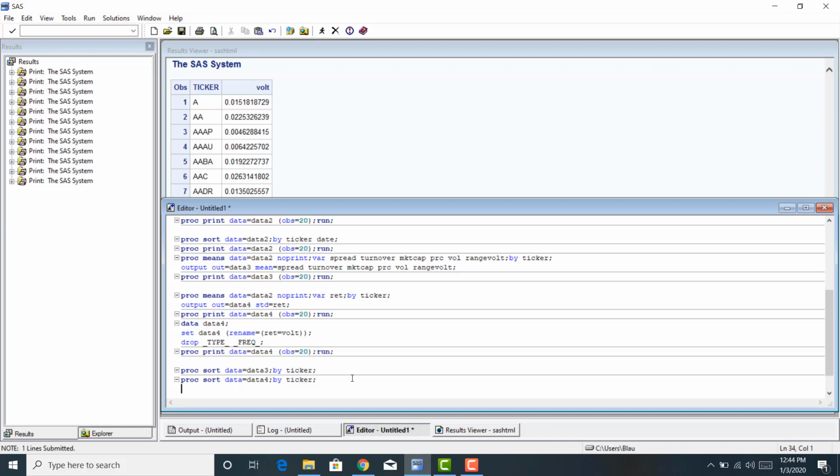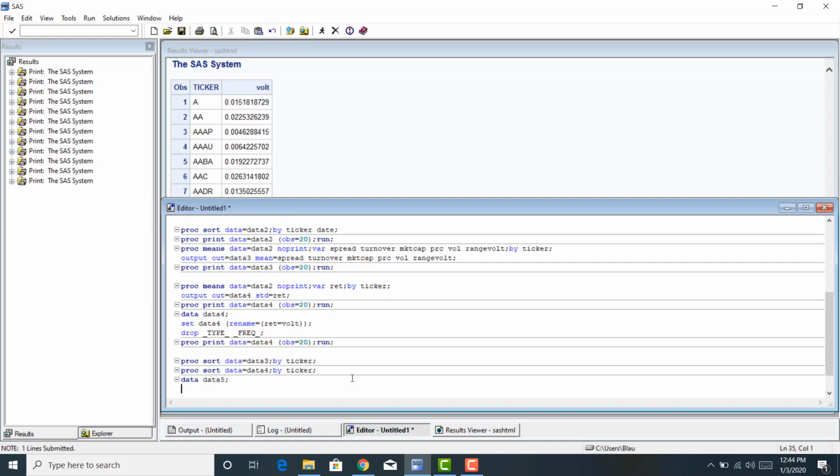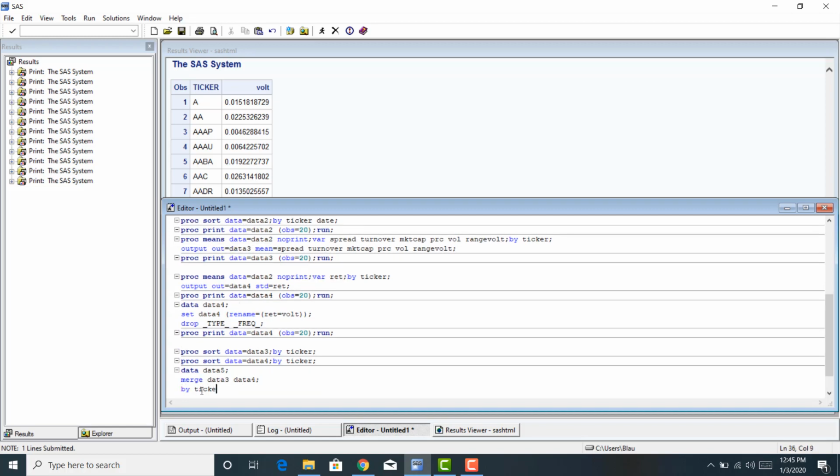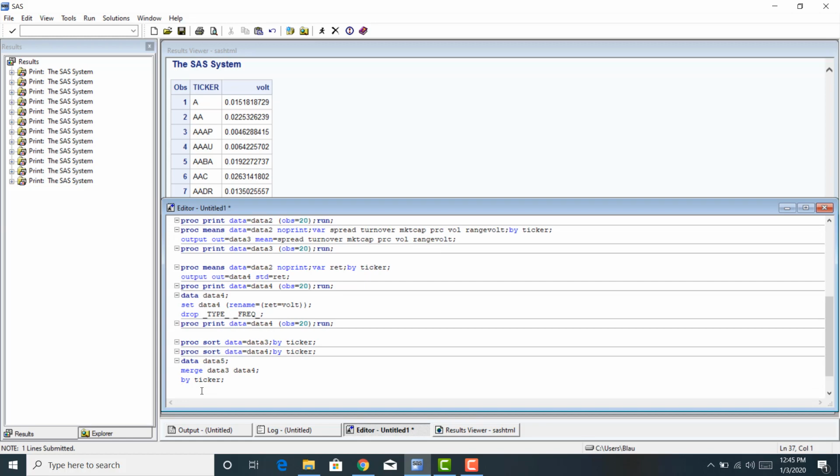Okay. So now I'm going to create a new SAS data set in a new data step called Data 5. And notice here I set the previous SAS data set. Instead of setting the data, I'm going to merge Data 3 and Data 4 by ticker.